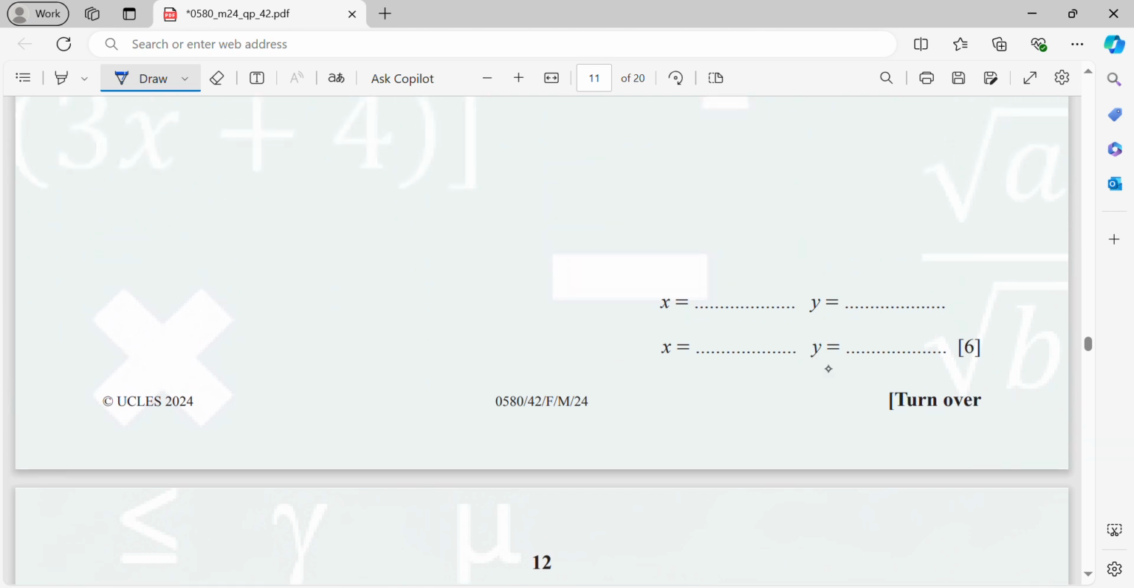So I will have to rewrite here. X is 7, y is minus 2. And then the other value is minus 11 over 2, and then the y is negative 37 over 6. So these are the solutions of this question.